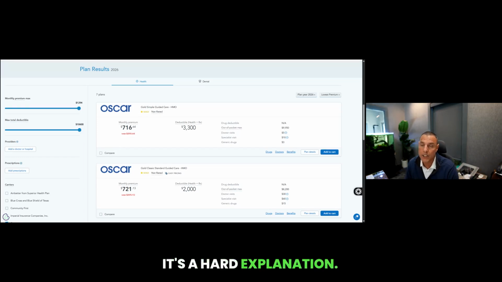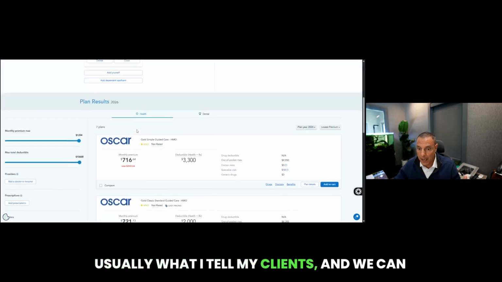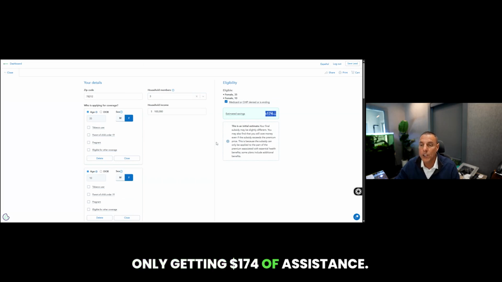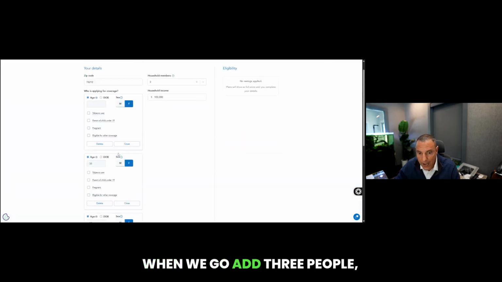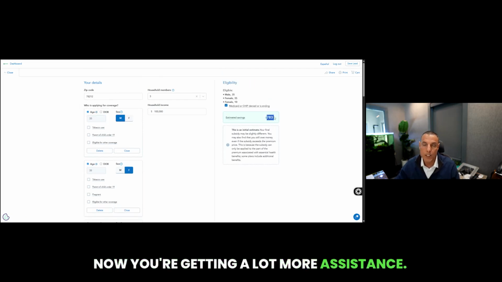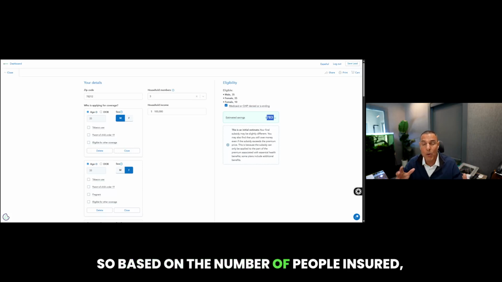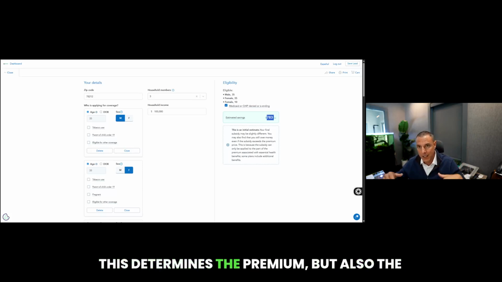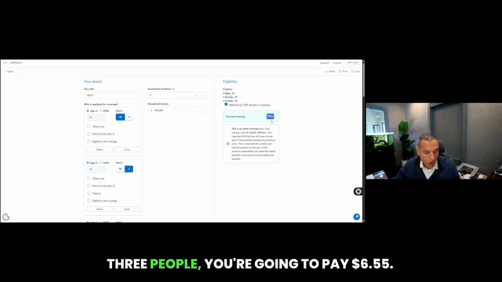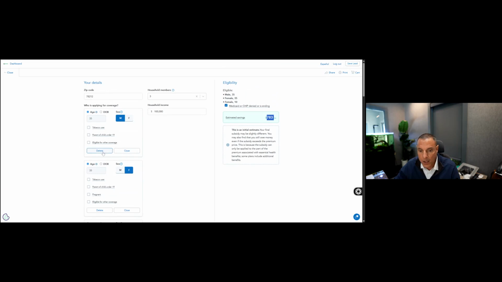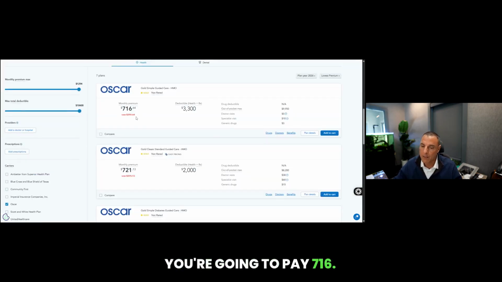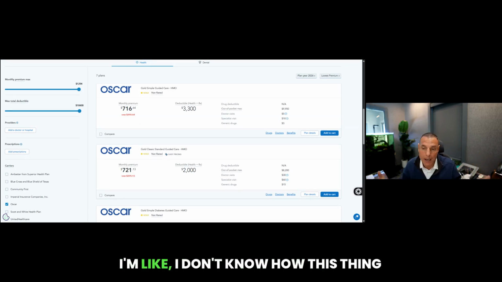It's a hard explanation. Usually, what I tell my clients, and we can demo this, is with these two people, you're only getting $174 of assistance. When we go add three people, now you're getting a lot more assistance. So based on the number of people insured, this determines the premium, but also the amount of assistance. And it just happens to work this way. Three people, you're going to pay $655. Two people, you're going to pay $716. I just leave it at that. And I'm like, I don't know how this thing works.